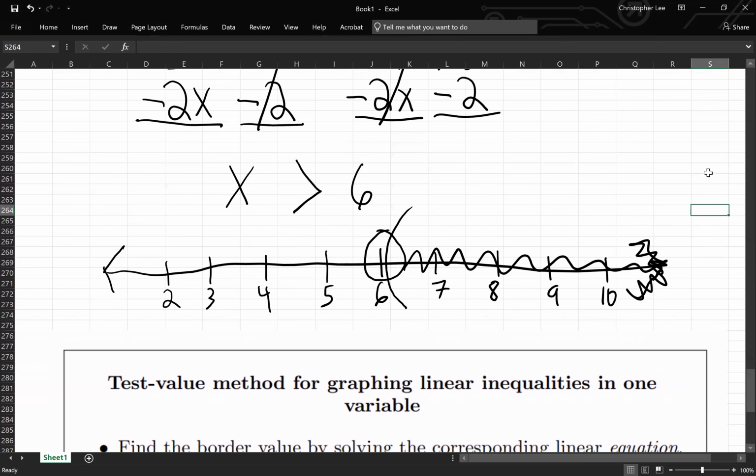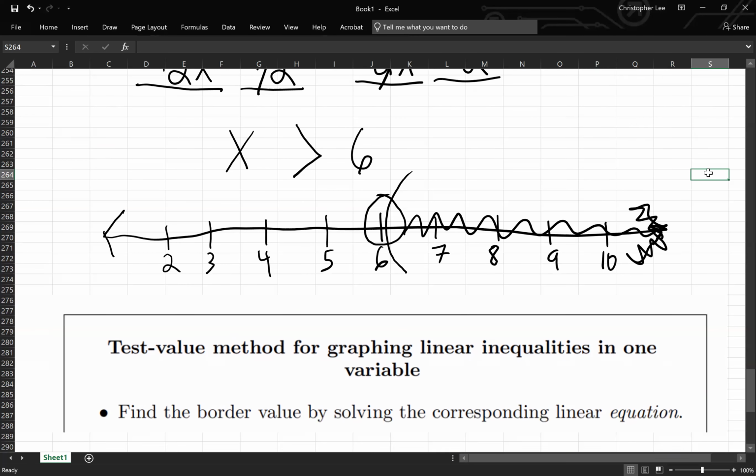So when they're saying test value, just to clarify on the video, what they're saying is we know that x is greater than 6, so you're going to plug in a number that you know is bigger than 6, like for example 10. And then you ask yourself, which side is 10 on? Is 10 on the right of 6 or on the left of 6? It's on the right, so you know that's the side you're going to shade. That's what they mean by test value. You just pick a number and test it.